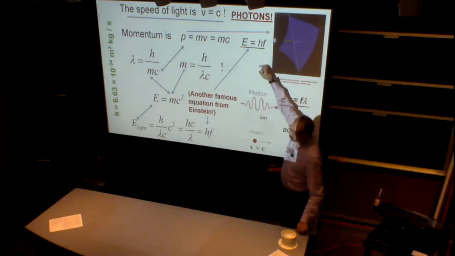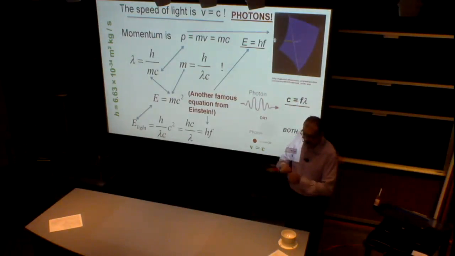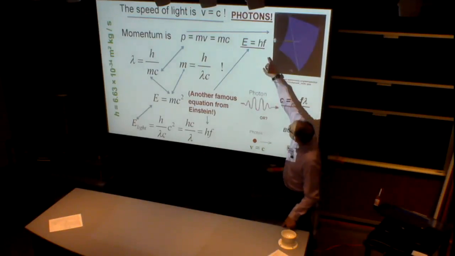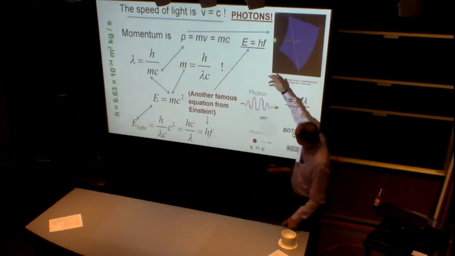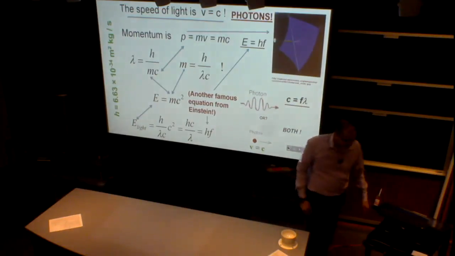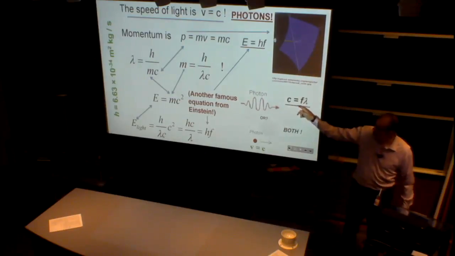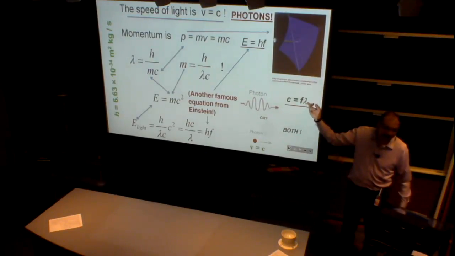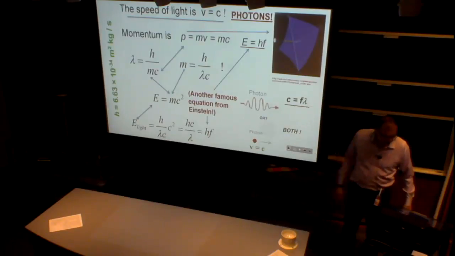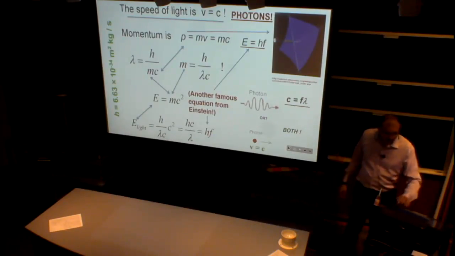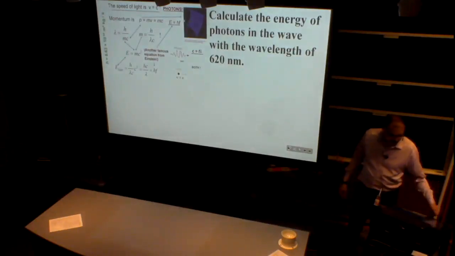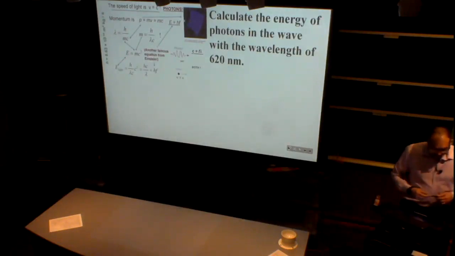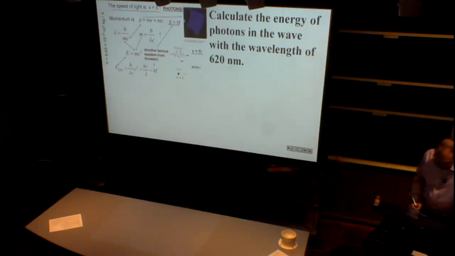This is Max Planck's constant. He just introduced it to make sure that the spectrum he calculated fit the experiment. Turns out it's a very small number. But if we know how to calculate frequency, and we know that frequency, speed, and wavelength are related, we can calculate wavelengths. So there are many relationships which could be written for light particles or light waves. Let's do an example of this calculation.